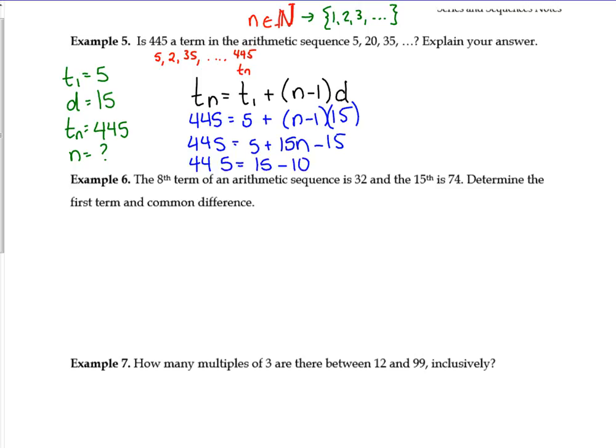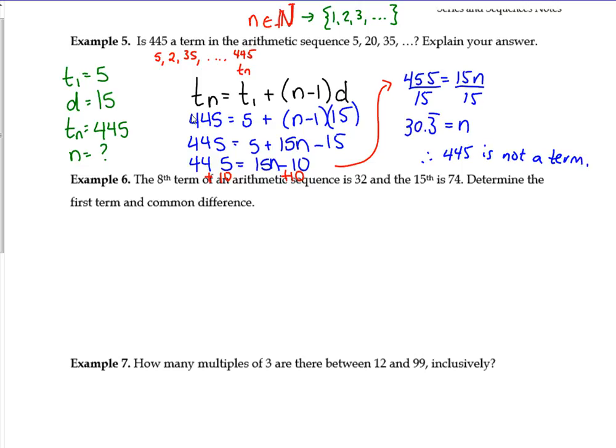15n minus 10. So then we add 10. It's been a while since you've done math, right? For some of you, it's been like a year. So 455 equals 15n. Does 15 go into 455? No, it's like 30.3 repeating. Right, so therefore, 445 is not a term.